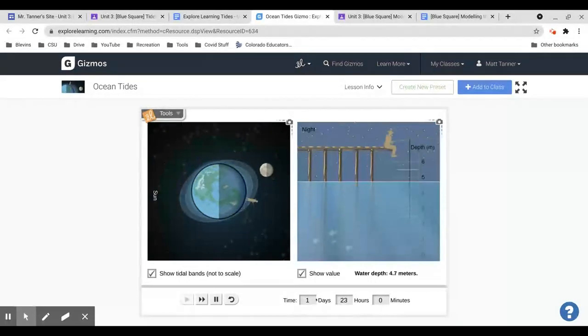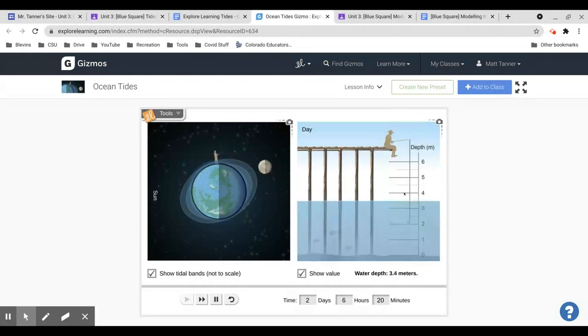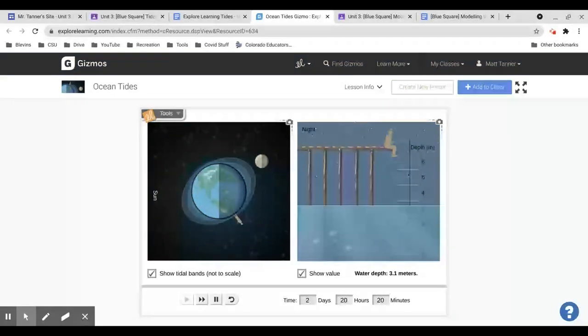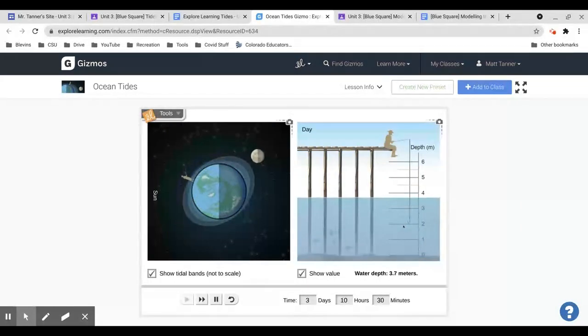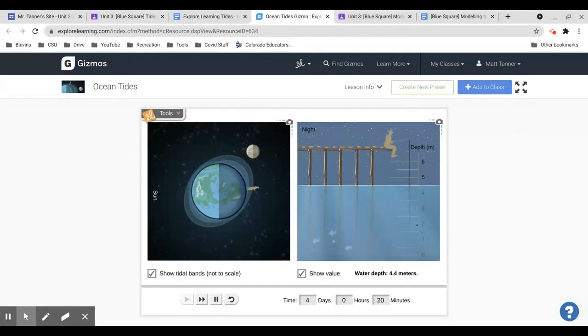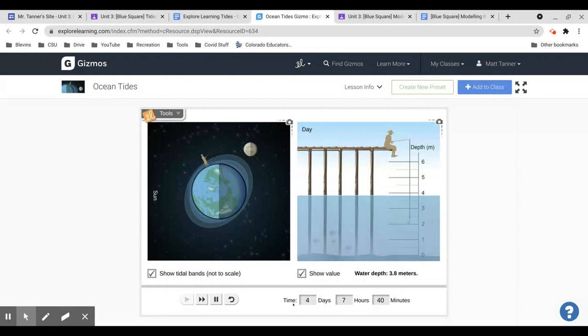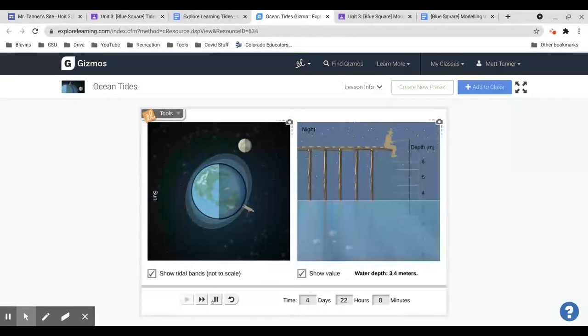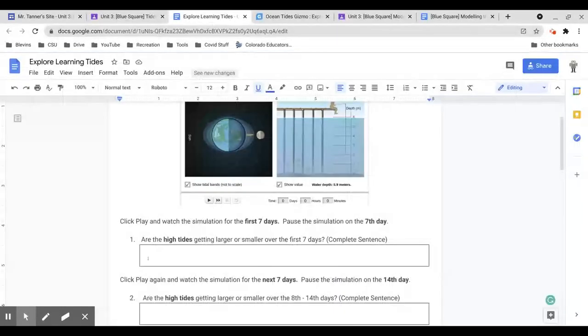And during the first 7 days, for the first question, you're focusing on, are the high tides getting higher or lower? So the very first high tide we see is 5.9 meters. You can already see on day 3, it's now only 5.6 meters high. So we can watch one more. When we get to day 4 here, the high tide is only 5.4 meters. So it's becoming clear that during the first 7 days, the high tides are becoming smaller. So then at day 7, you would stop it. You'd pause it. You would go back in. And you could say during the first 7 days, the high tides are becoming smaller.